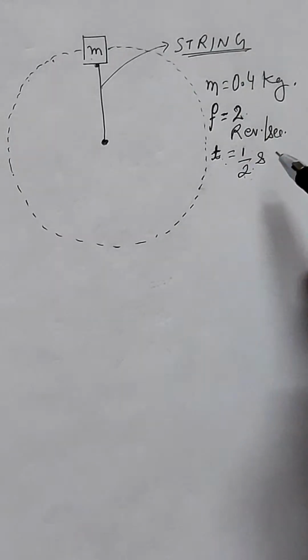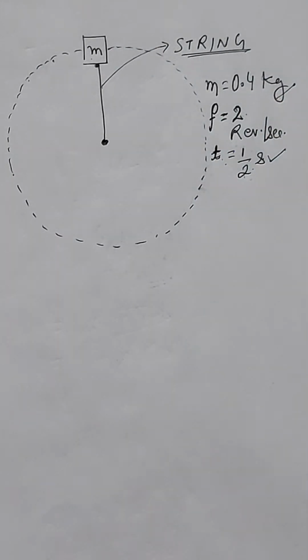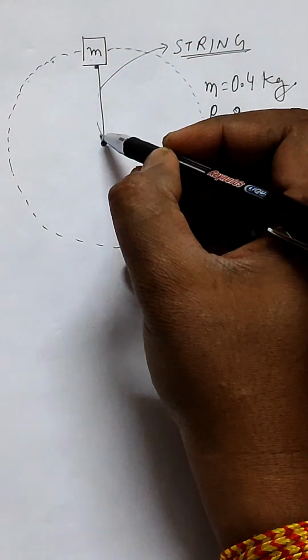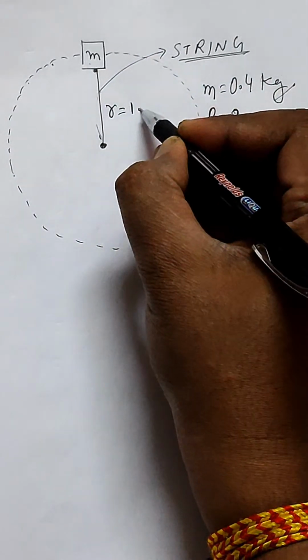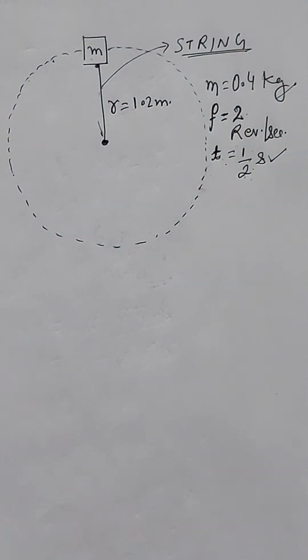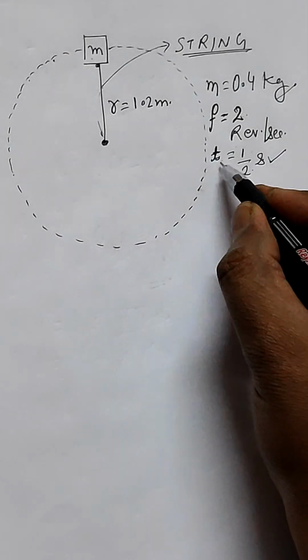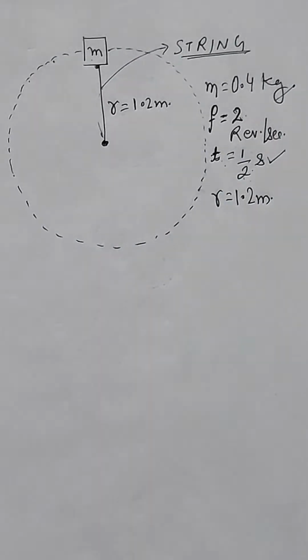Now it's given that the time period, the mass of the body, and that a body weighing 0.4 kg is whirled in a vertical circle making 2 revolutions per second. If the radius of this circle is 1.2 meter, so this thread is making a radius, and that radius is equal to 1.2 meter, right? So this is making a radius of 1.2 meter, right?